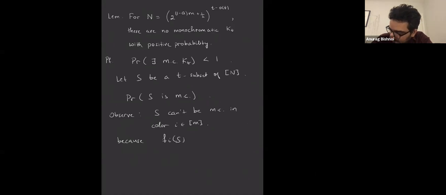This is because Fi of S would then be a K_t in G, if this was monochromatic, if all pairs of elements in S were colored using the same color i, where i is in the first m colors. Then from the definition of our coloring, for all pairs in S, they map to edges of G, right? So you get a clique there.